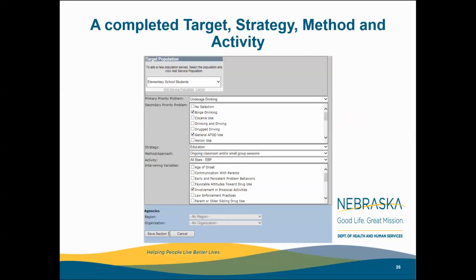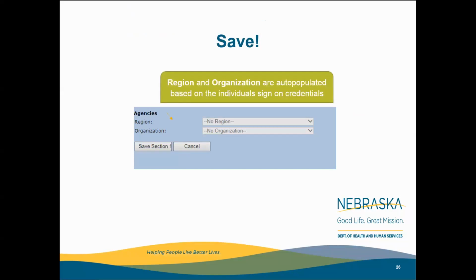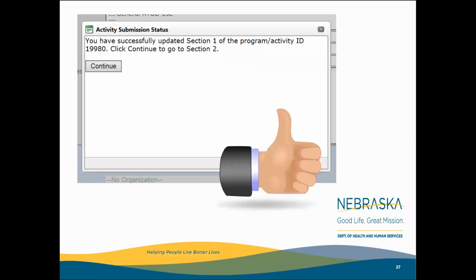So this is what it looks like when you have a completed target population, strategy, method, and activity. As a reminder, the region and organization are auto-populated, and you can't change those. Those are generated by the system when you get login credentials, and you want to make sure that you save. So that is the first of 3 pages of NPIRS entry. You can get a little pop-up that says that section 1 is saved.